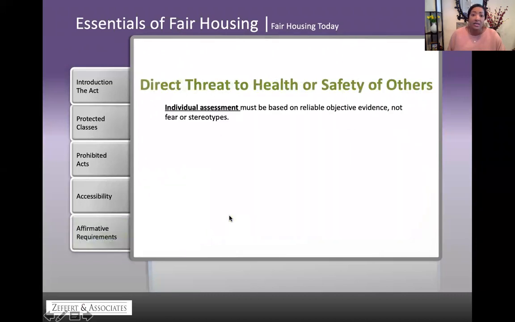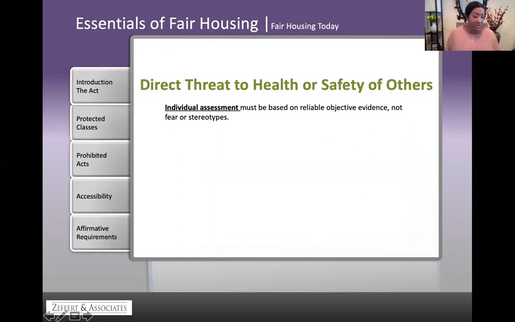When we look at a direct threat to the health or safety of others, I mentioned this early on in the training. I can't remember why, but I did talk about basing your decisions off of the fair housing laws and not how you feel. Here's what we're going to look at with direct threat assessment.